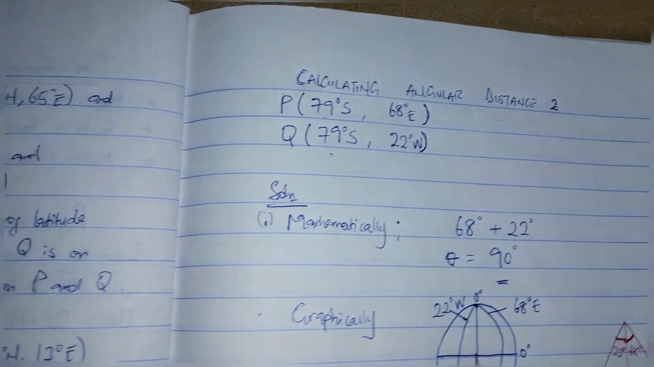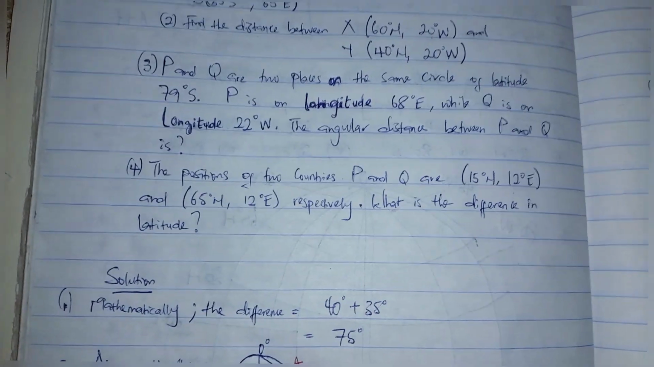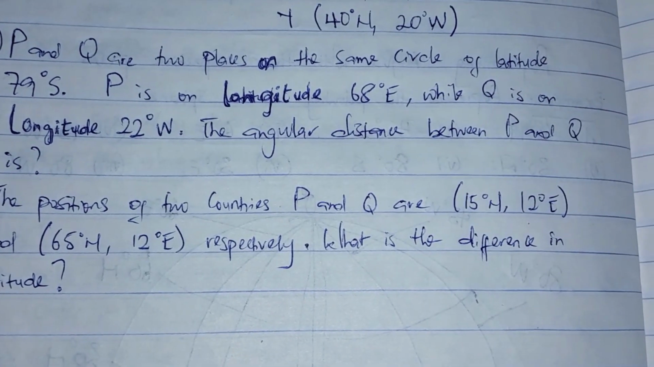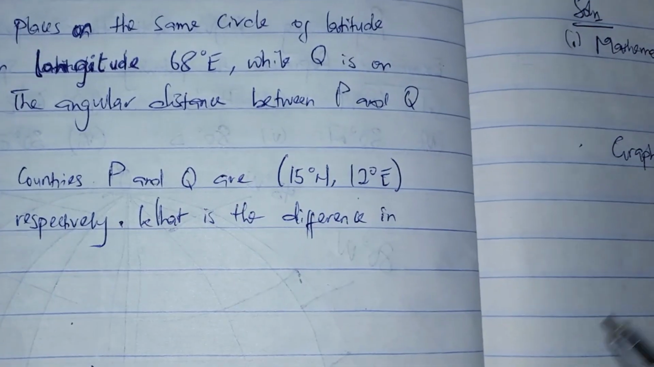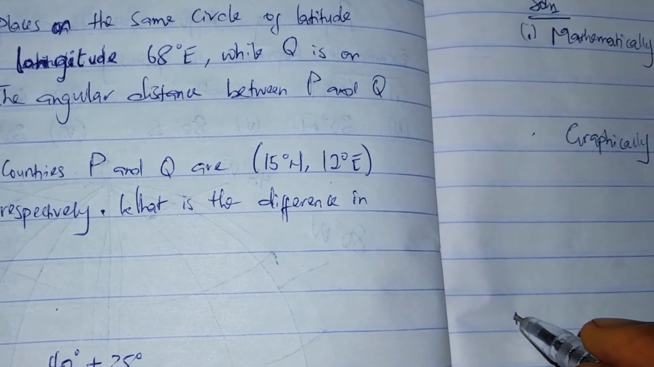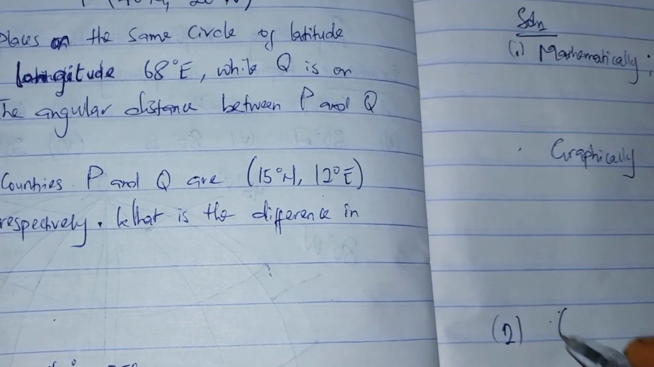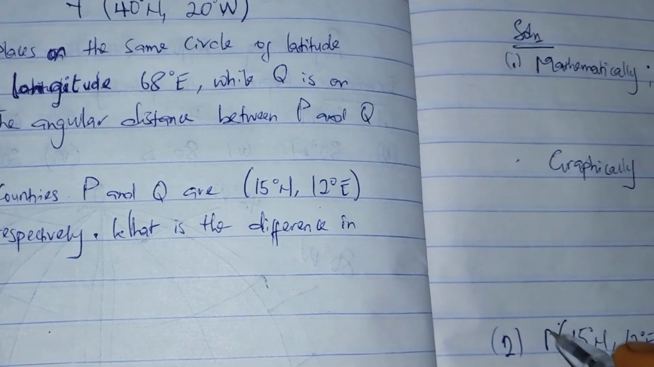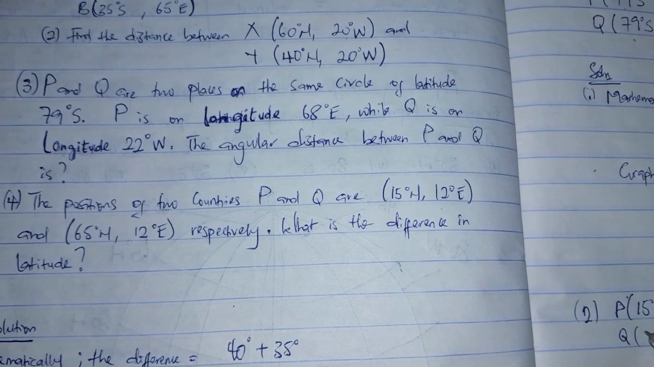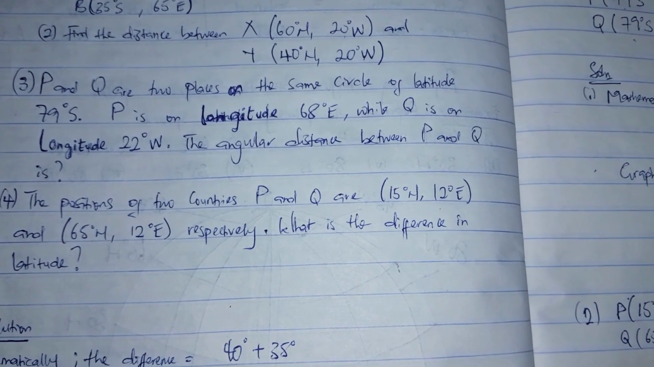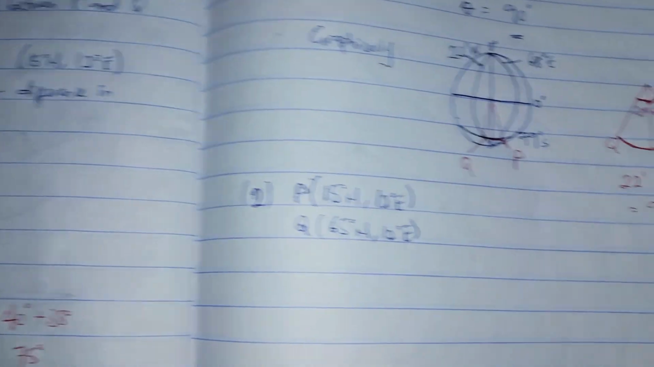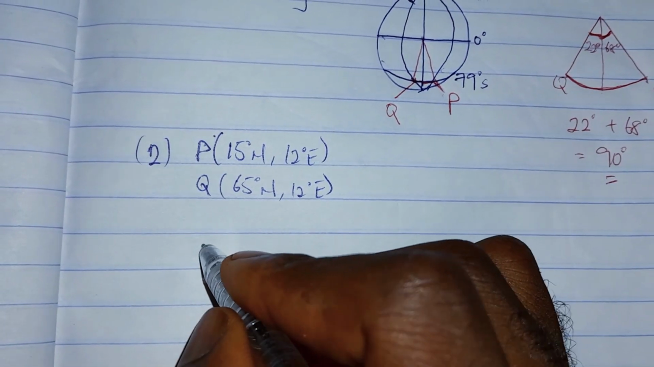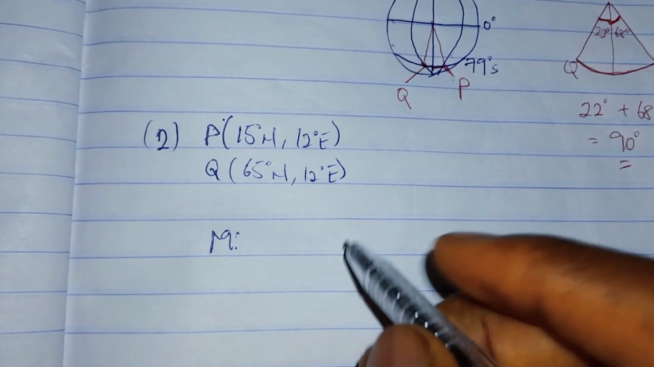Now, for the final question, which is number 4. It said the positions of two countries P and Q are this and this respectively. What is the difference in latitude? Now we have P as what, which is number 2 here. Number 2, we have P as what, 15 degrees north, 12 degrees east, and then my Q to be what, 65 degrees north, 12 degrees east. Okay, coming back to solution, coming back to our board, what do we have as the answer? Mathematically, what am I going to have?